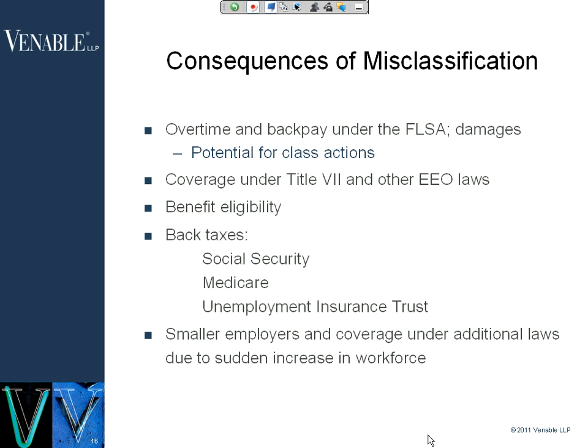The other thing, they're entitled to coverage under Title VII and other EEO laws. So if you were terminating a contract and they were truly an employee, they can actually assert a claim for employment discrimination like any of your employees could.